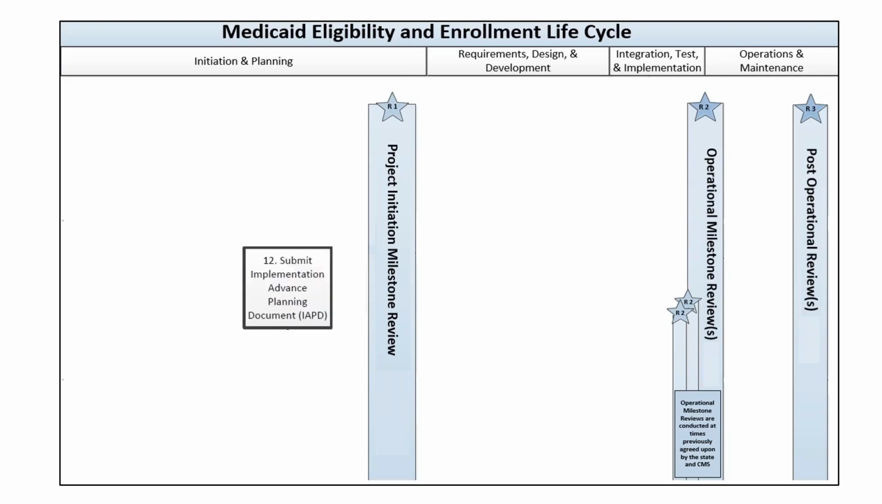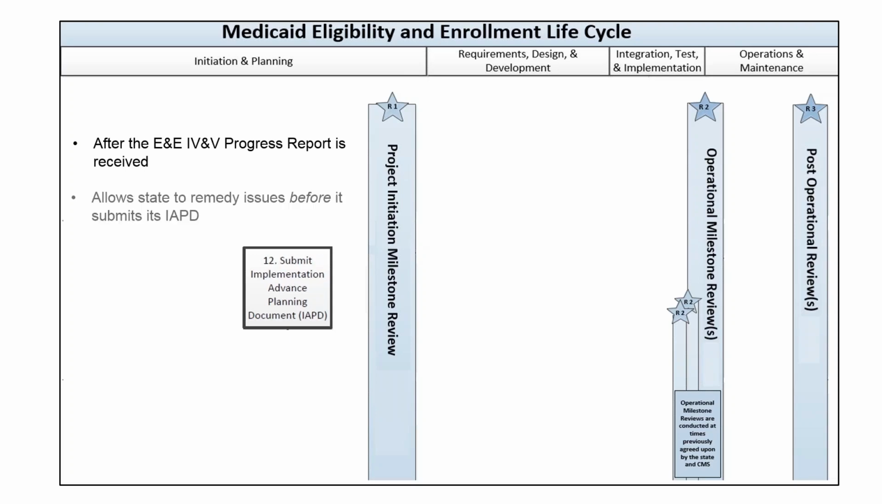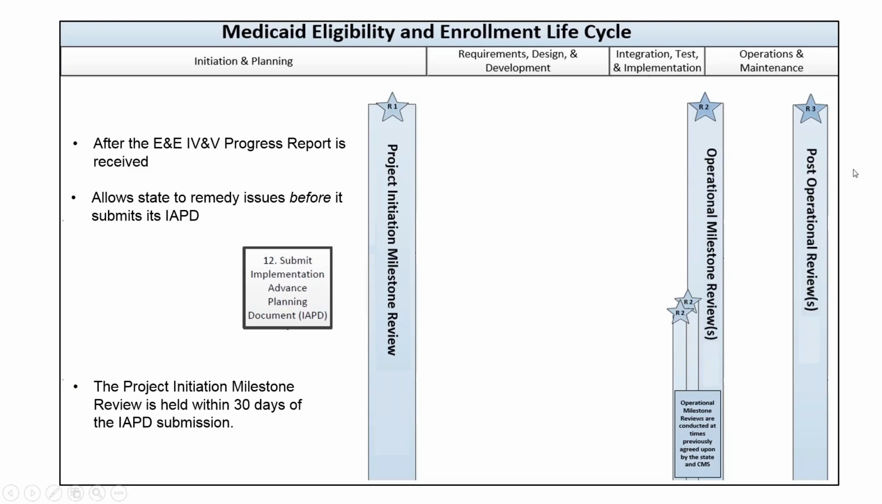The toolkit does not alter the APD process, but it does explain how the E&E lifecycle and the APD process overlap. The state does not submit its IAPD until after it has received the IV&V contractor's IV&V progress report. This allows the state to remedy any issues before it submits the IAPD. The initial project initiation milestone review is held within 30 days of the IAPD submission. Approval of the IAPD itself does not depend upon the project initiation milestone review.